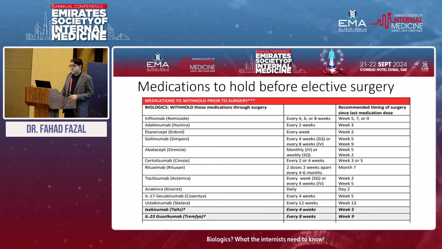Again, this is to do with the dosing intervals for the biologics, and it all depends upon the half-life of the biologic. You can see that the second one is adalimumab. The dosing interval is every 2 weeks, so that means you can do the surgery in week 3 if this is an elective surgery. Etanercept is a weekly injection, so the surgery can be done in week 2 after the etanercept injection. And the same goes for all the others. It all depends upon their half-life. As soon as the half-life of the drug is over, you can do the surgery in those patients.